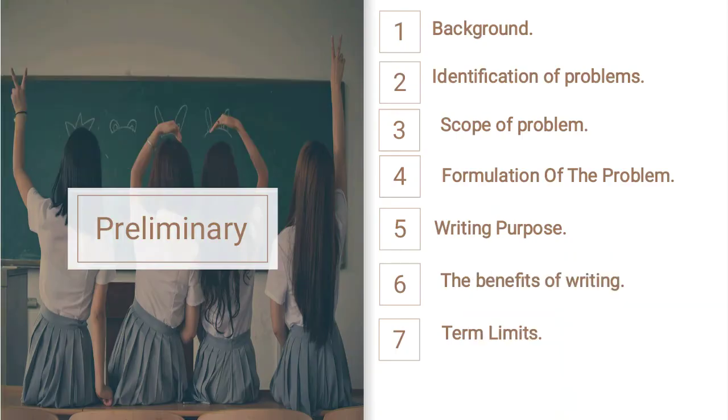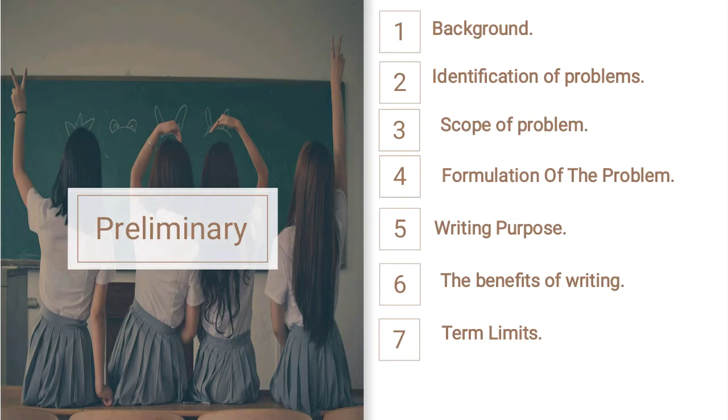Here is: 1. Background, 2. Identification of problem, 3. Scope of problem, 4. Formulation of the problem, 5. Purpose of writing, 6. The benefit of writing, 7. Term limits.